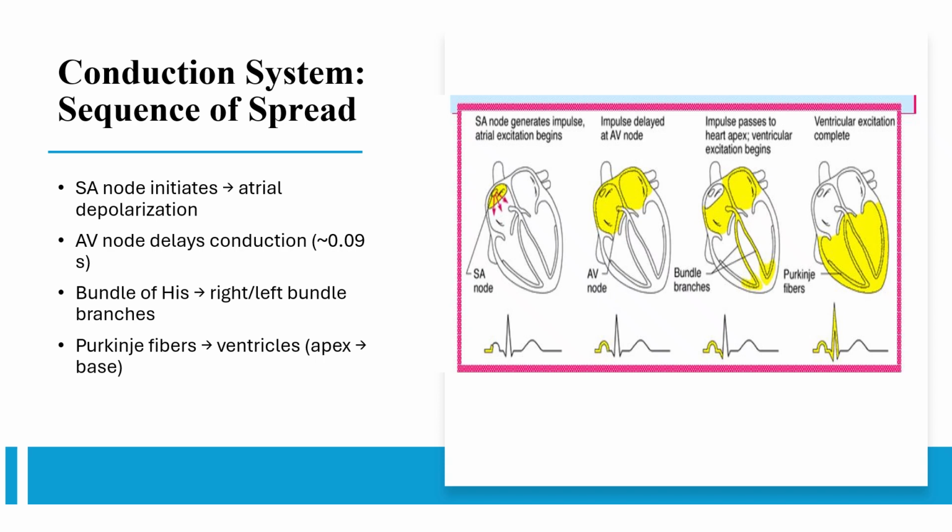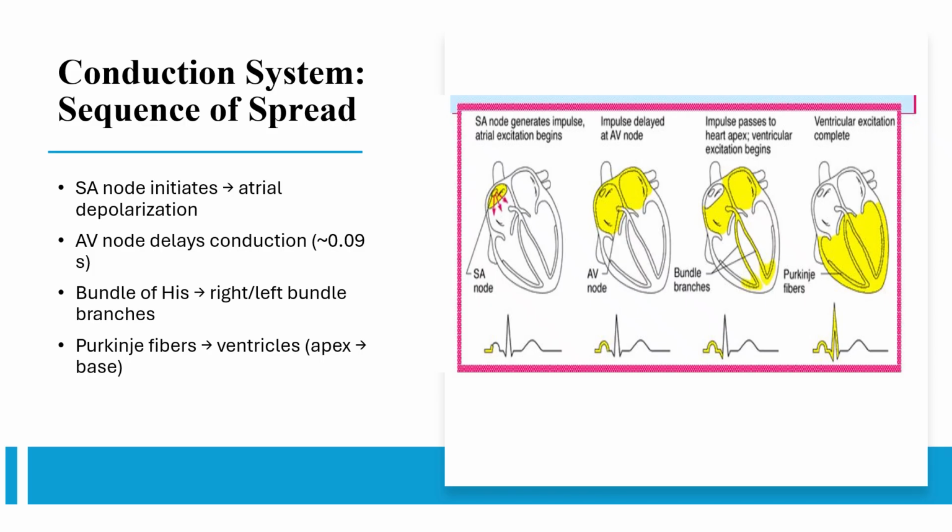Now let's put the pieces together and trace how a single electrical impulse spreads through the entire heart. This pathway is the reason your heart contracts in perfect order. Atria first, then ventricles, ensuring efficient blood flow every time.